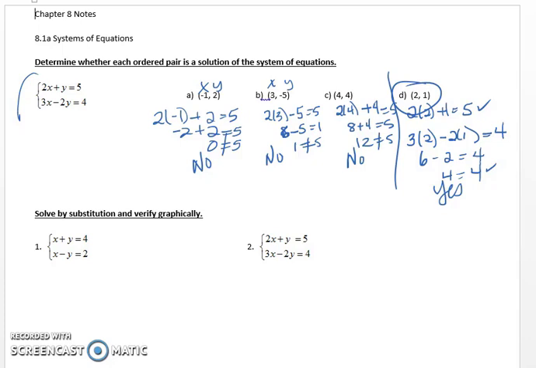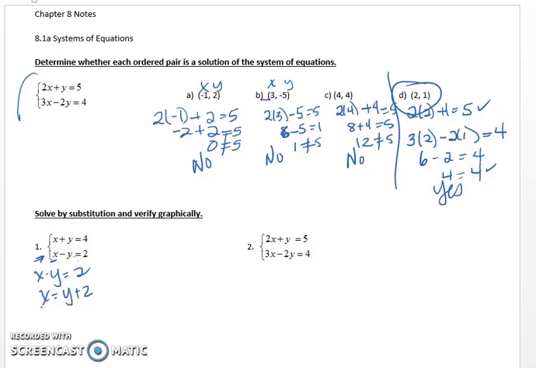Now, easy enough. Now it says to solve by substitution and verify graphically. So you're going to solve by substitution. And what that means is you're going to take one of these equations and solve it for one of the variables. It doesn't matter which equation you choose. You just pick one. It really honestly doesn't matter. So let's say I choose the second equation right here. And I'm going to take x and I'm going to solve for x. And I simply move that y over and it's going to be y plus 2.